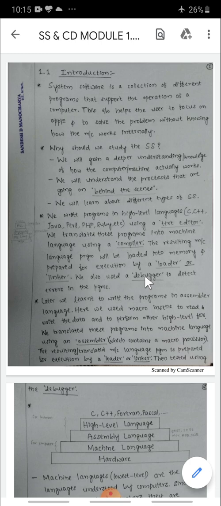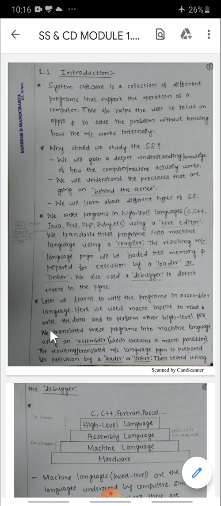So next, once we learned to write programs in high level language, we also started to write programs in assembler language, or assembly level language. Here we used macro instructions to read and write the data, to perform simple operations like reading the data and printing the data. Apart from these simple read and write tasks, to perform any other high level tasks or functions, we also used macro instructions in assembly level language.